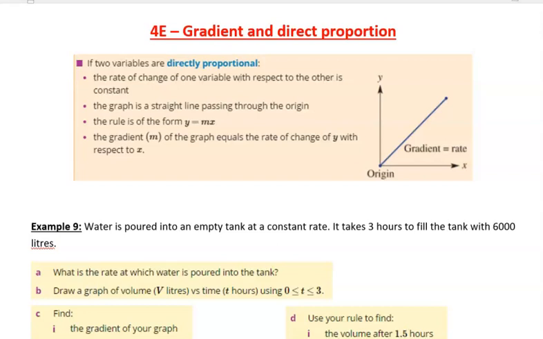Okay, two variables are directly proportional if the rate of change of one with respect to the other is constant. So this just means you're going to get a straight line. The example we're going to use is water poured into an empty tank at a constant rate.